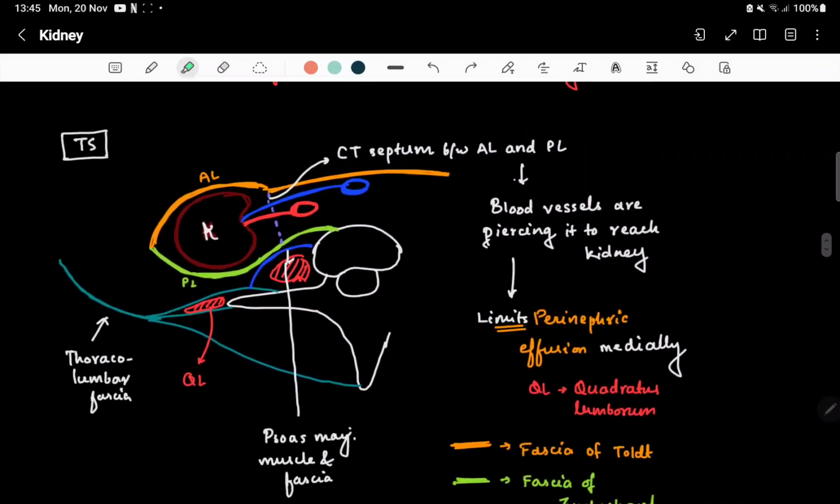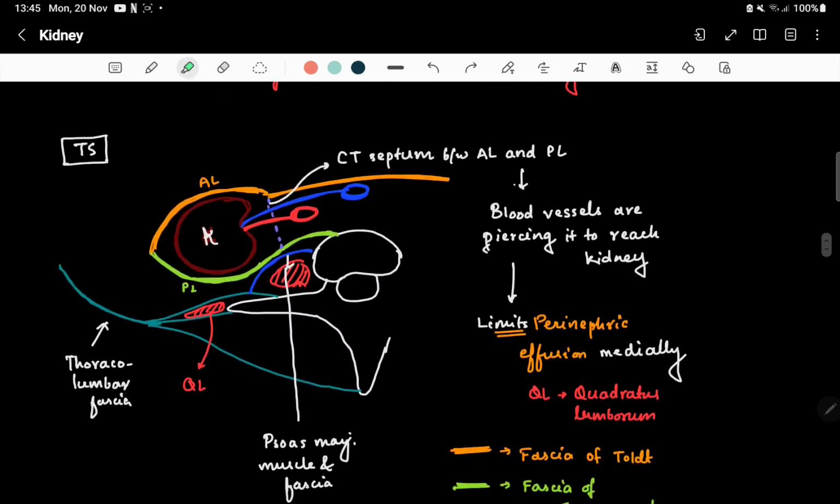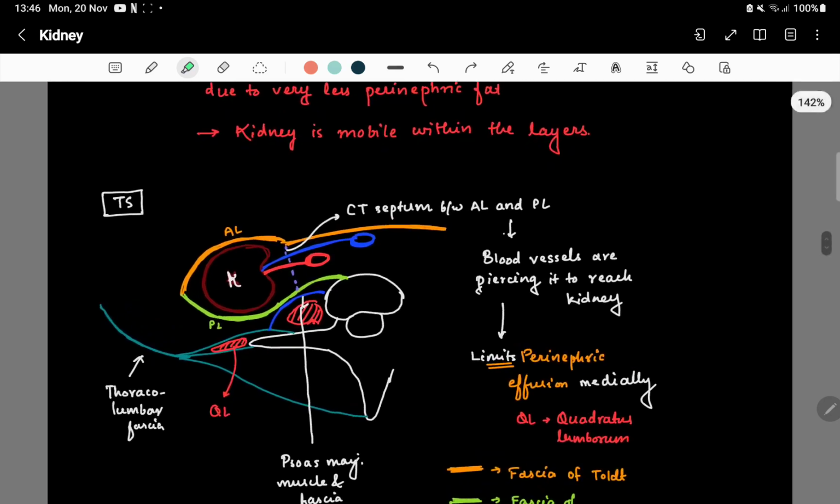Okay, talking about the transverse section. Transverse section, the kidney shape will look like this. Okay, so what are the things that are forming a transverse section? So first of all, let's get an orientation here. So you have a vertebra here. You have the vertebra, the transverse process, and all of your vertebra.